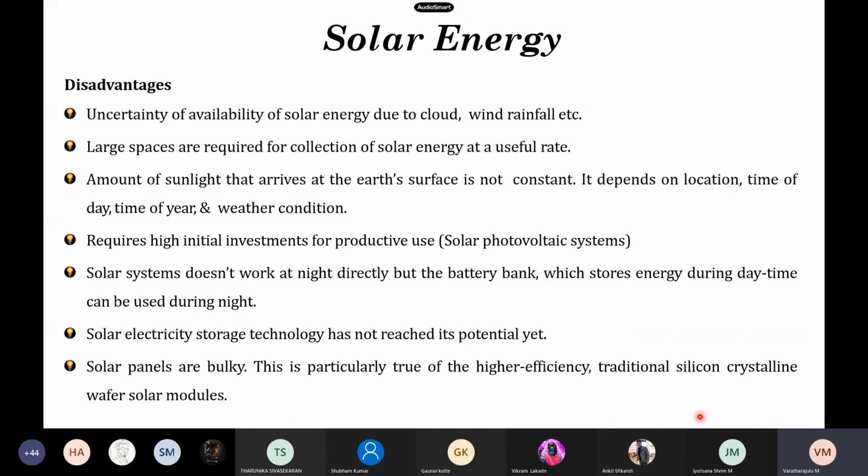The solar system does not work at night time, therefore we need to depend on some other source, and the storage technology has not reached its potential yet. The solar panels are bulky, which is particularly true for the higher efficiency traditional silicon crystalline wafer solar models. There are various studies going on in solar energy, and see here, what might be the other disadvantage of solar energy? What do you think about the other disadvantage of solar energy?